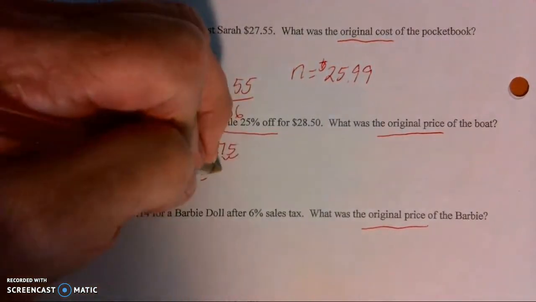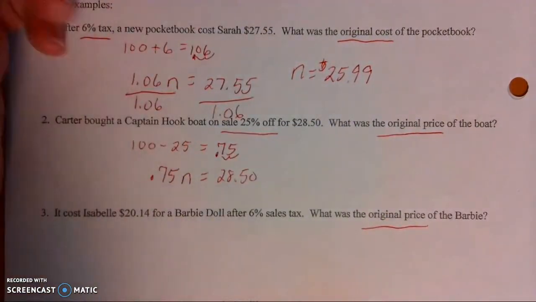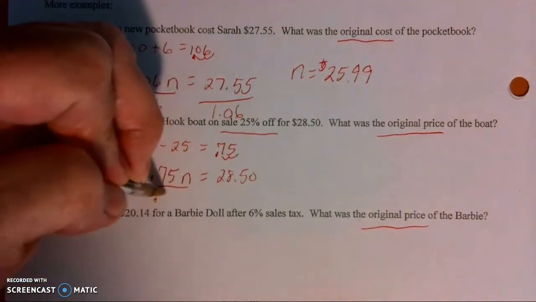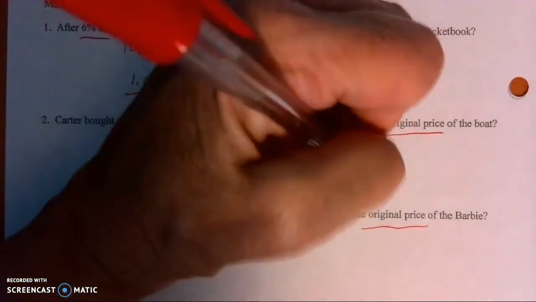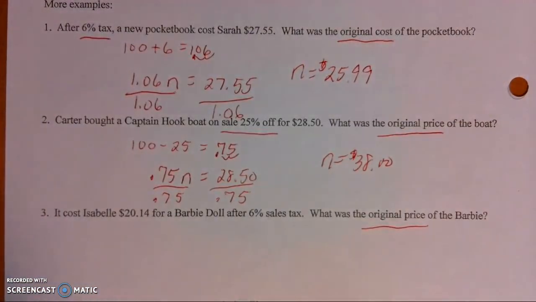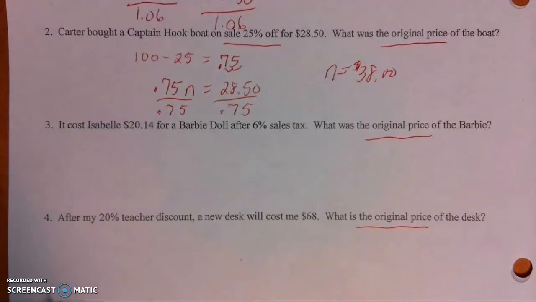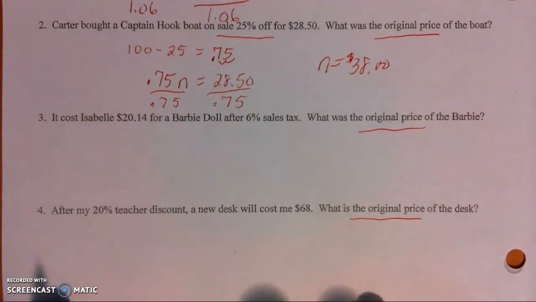0.75 times n equals the total, so $28.50. My inverse operation is division, and when I get done dividing, I see that the original cost is $38. So the original cost was $38. It cost Isabel $20.14 for a Barbie doll after 6% sales tax. What was the original price of the Barbie doll?